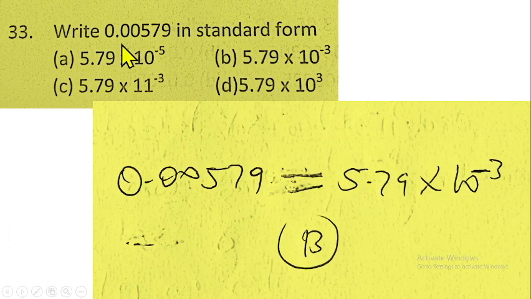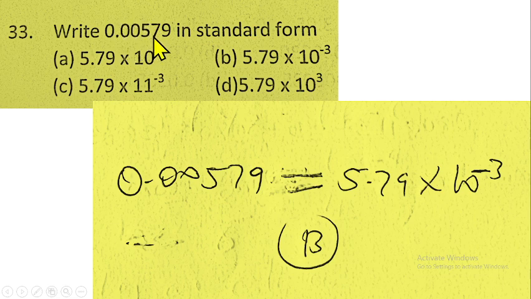Question number 33. You have to write 0.00579 in standard form. It's quite simple as well. All you need to do is to make this decimal point come in between 5 and 7. So how do we do that? Move the decimal point 1, 2, then 3.